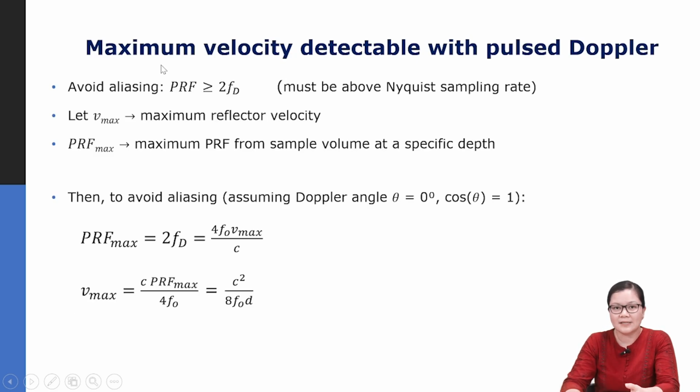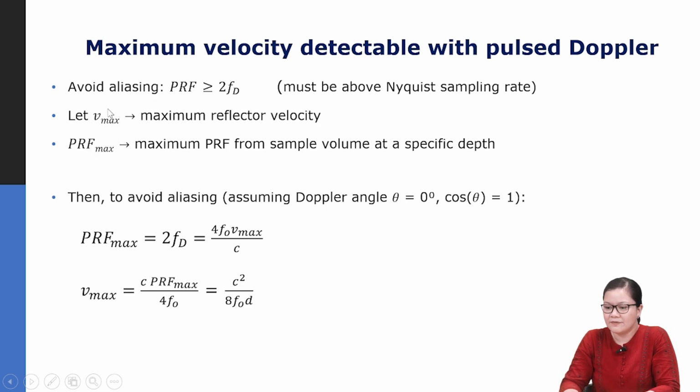Now, what is the maximum velocity that you can detect with pulse Doppler? There's a very simple criterion that one has to follow to avoid aliasing. You must remember the Nyquist sampling theorem, right? In Doppler, if the pulse repetition frequency is at least twice the Doppler frequency, then you can avoid aliasing. So let's look at how we can calculate that maximum velocity to avoid this aliasing.